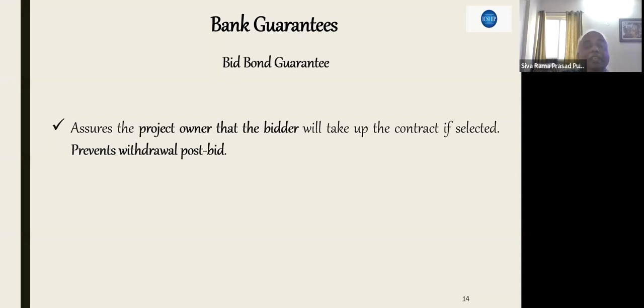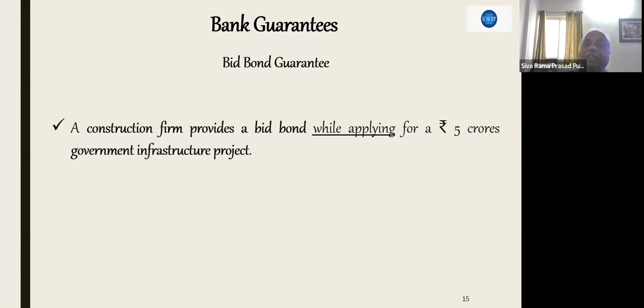That's why in a bidding process also, bank guarantees are in the system. Bank guarantees are everywhere. A construction firm provides a bid bond while applying for a 5 crore government infrastructure project, particularly national highway authorities or big highways. Whatever the contractors are there, the civil contracts, the flooded like anything, the bank guarantees.